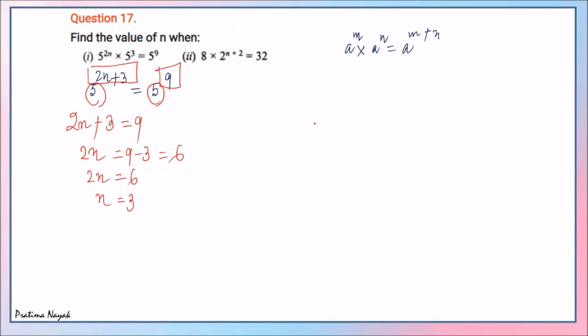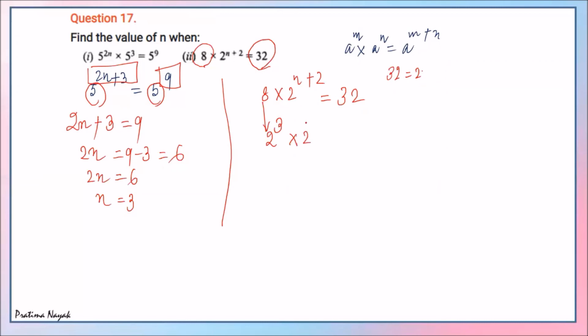Second part, see, here there is an 8. So I'll make it into an exponent, 2 to the power 3. Here also I'll make it 2 to the power 5. 32 is 2 how many times? 2, 5 times. So it will be 2 to the power 5. So I'm writing 8 into 2 to the power n plus 2 is equal to 32. I'll convert 8 to 2 to the power 3, so 2 to the power 3 into 2 to the power n plus 2 is equal to 2 to the power 5.